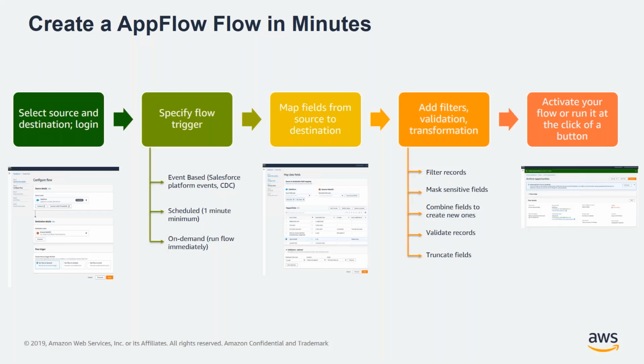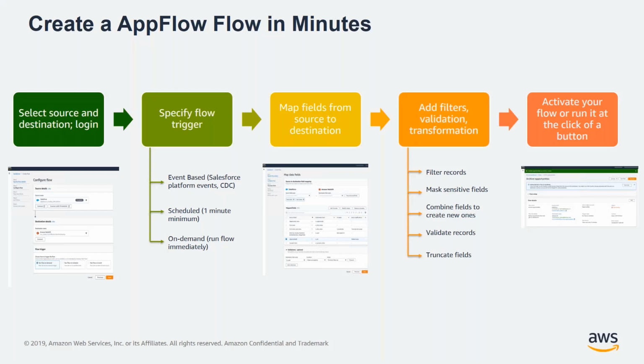One is an event-based trigger, where as soon as data changes in the source system, in this case Salesforce, you would be able to trigger a flow that transfers data in near real time with a few seconds of latency. So we monitor for change data capture and platform events in Salesforce, and trigger a flow that will transfer data from Salesforce into S3, for example.